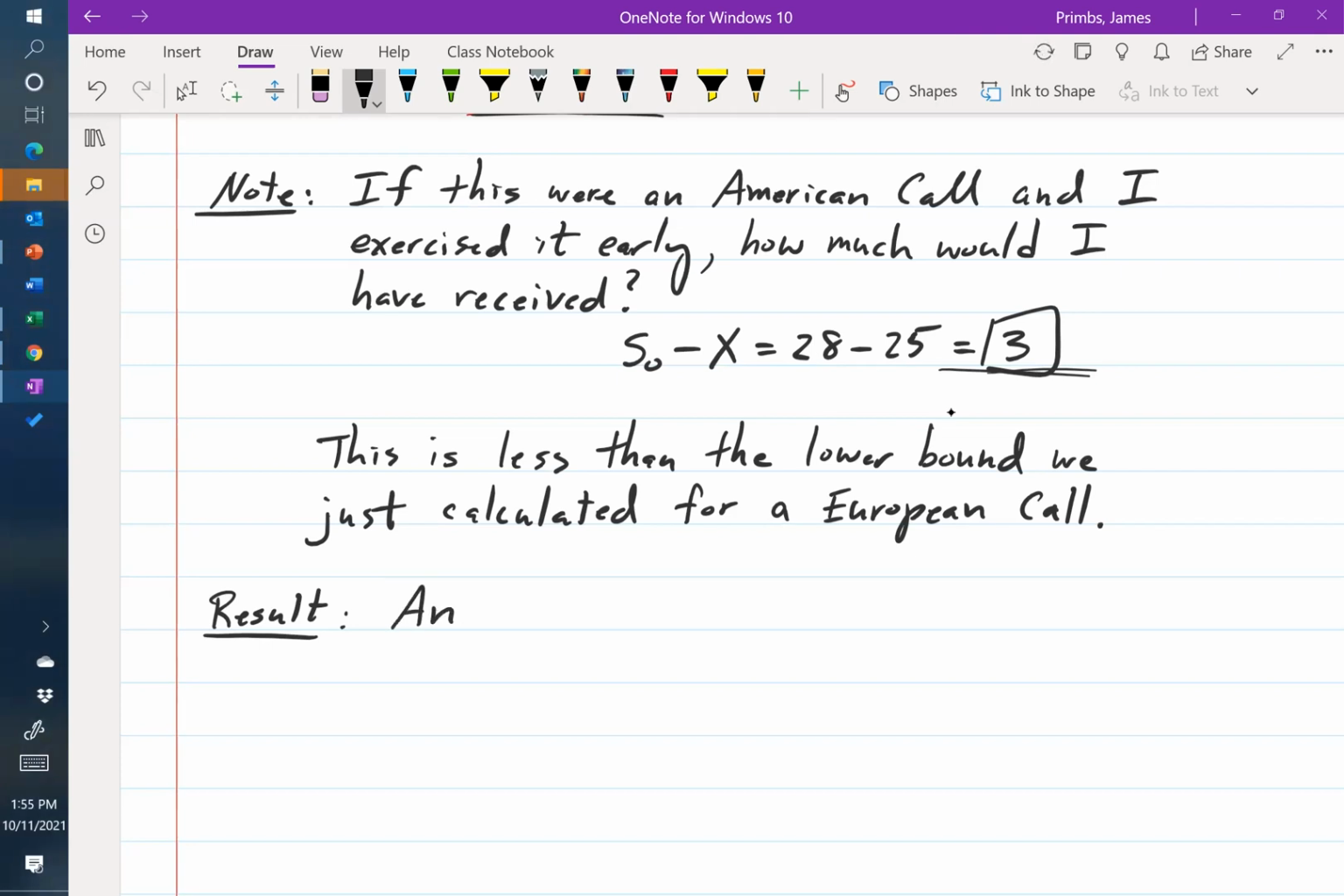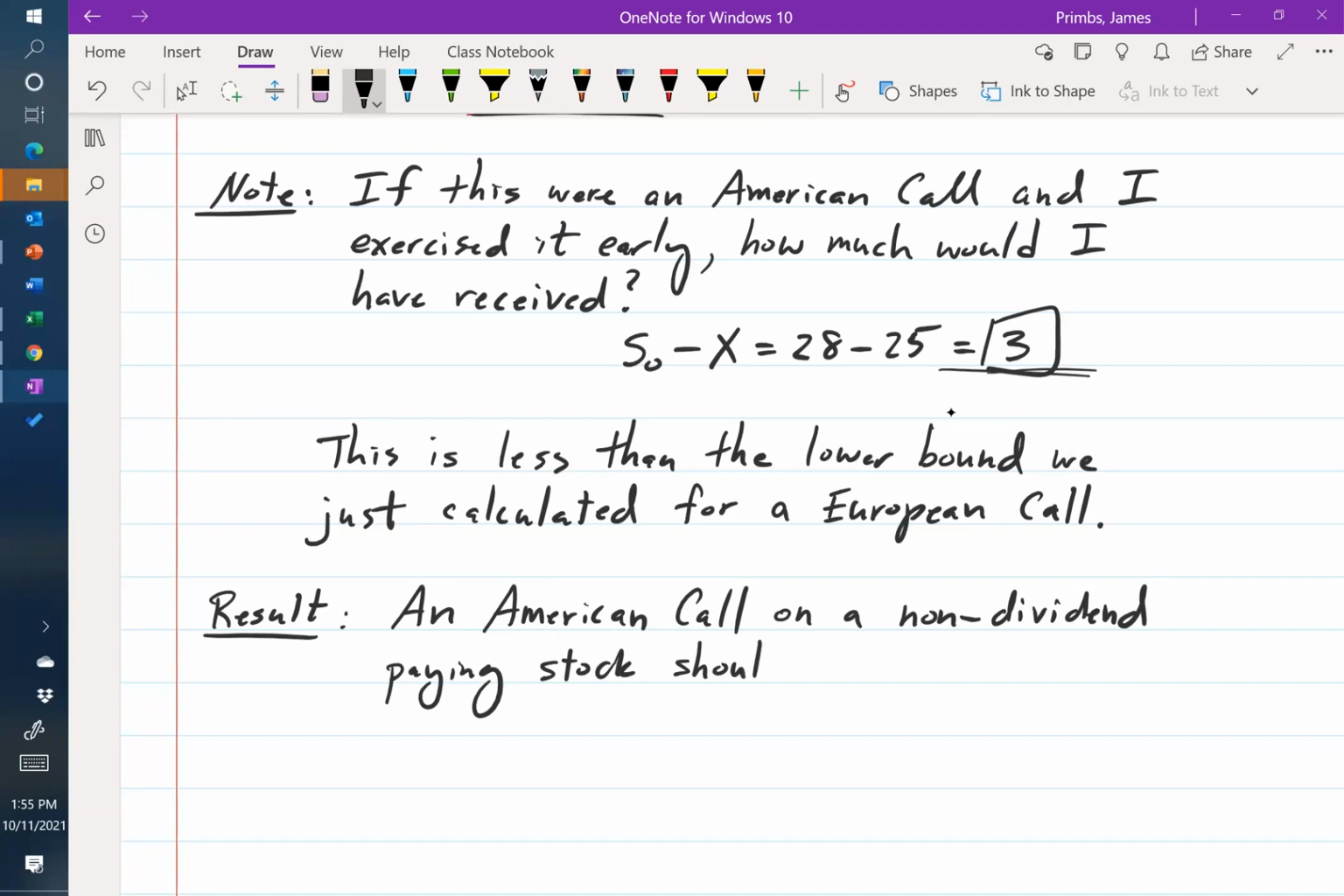Okay, so here it is. From our observation above, an American call, only for a call option. Doesn't work for a put, only for a call option. An American call on a non-dividend paying stock. We were in the non-dividend case. If you have it on a dividend paying stock, this result does not hold. Only on a non-dividend paying stock. So that's important. An American call on a non-dividend paying stock should, underline this, highlight this, never be exercised early.